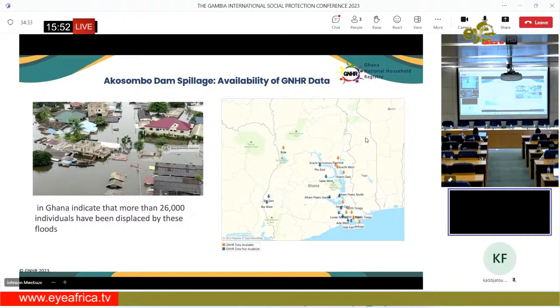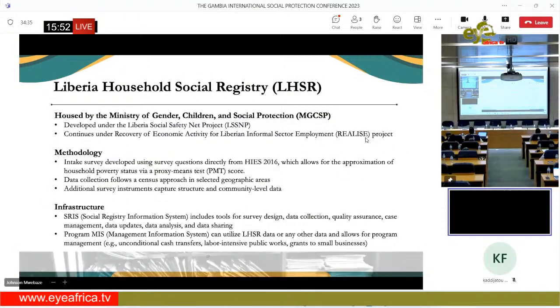Okay, what about Liberia? Liberia also has a registry, housed by the Ministry of Gender. Again, data collection was by census, but the other thing they did was to capture structures and community level data, which I'm going to show you has been very useful. I have very many slides on Liberia, but for the interest of time, I couldn't put all of them here to show the different potential use cases that have benefited from the data in the registry. But what other information can be used by other agencies and organizations to facilitate whatever they do.